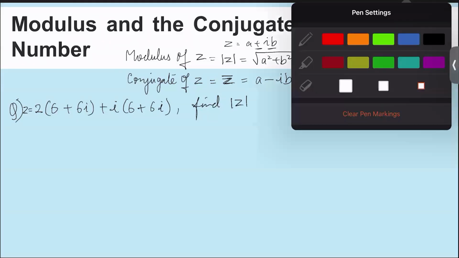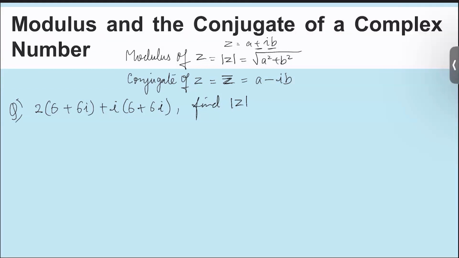So let's not call this z per se. Find z, your entire expression. So z is this, and then your conjugate of z. We'll find both. Over here, we have to simplify to get the result of z, to solve for z.